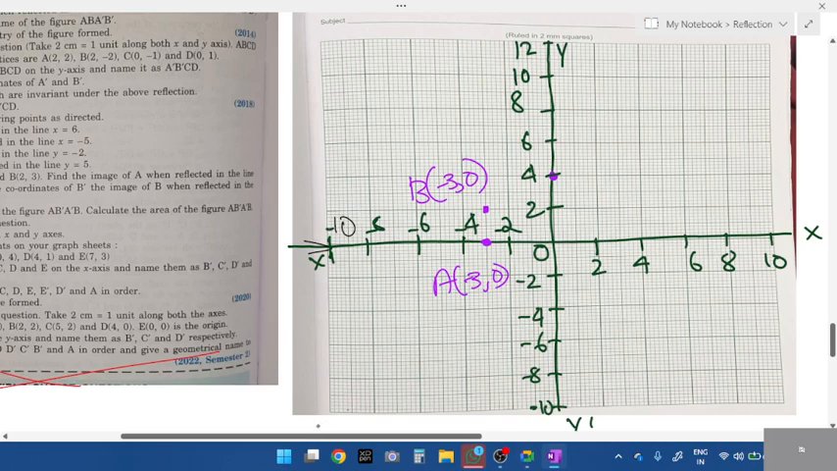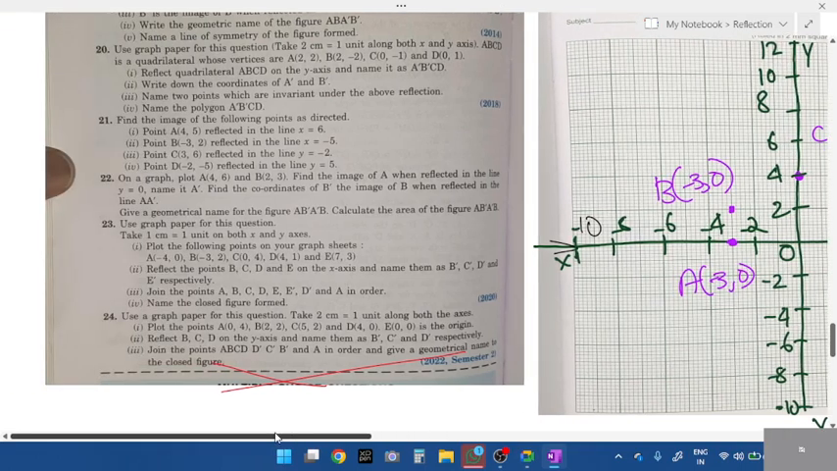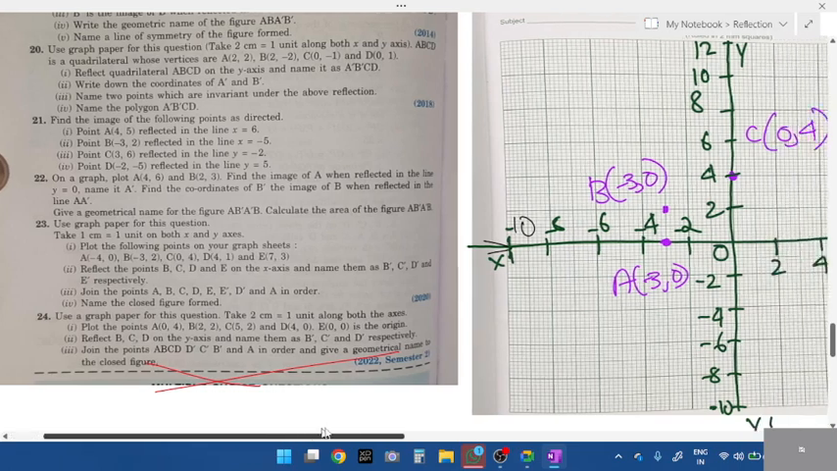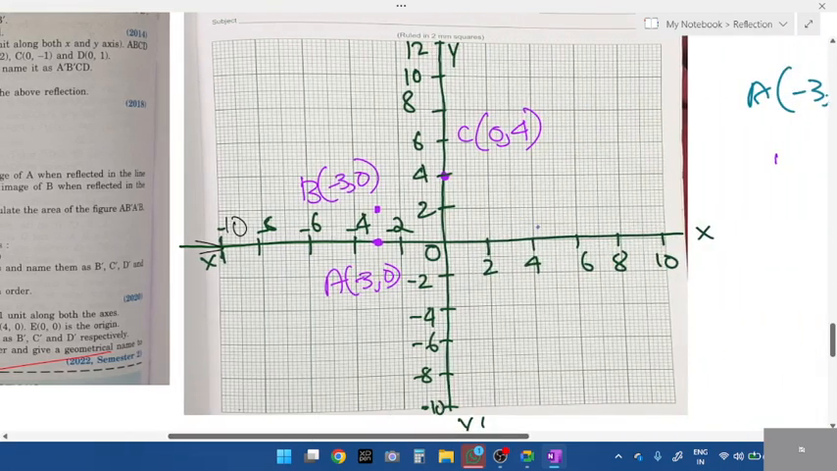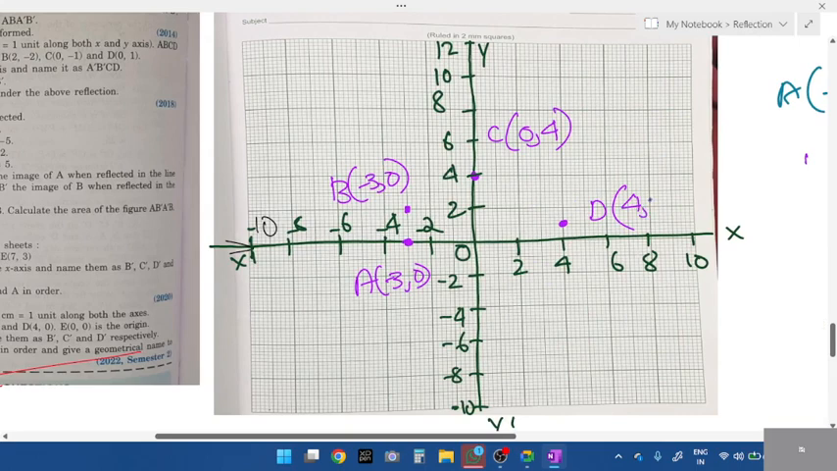Next, we have 0, 4. C is 0, 4. Tell me the next one. What is given? What is D, students? 4, 1. 4, 1 in which one? X axis. No, no, no. 4, 1 is in the first quadrant, not on an axis. Did you plot the point here? D is 4, 1. 4, 1, students.